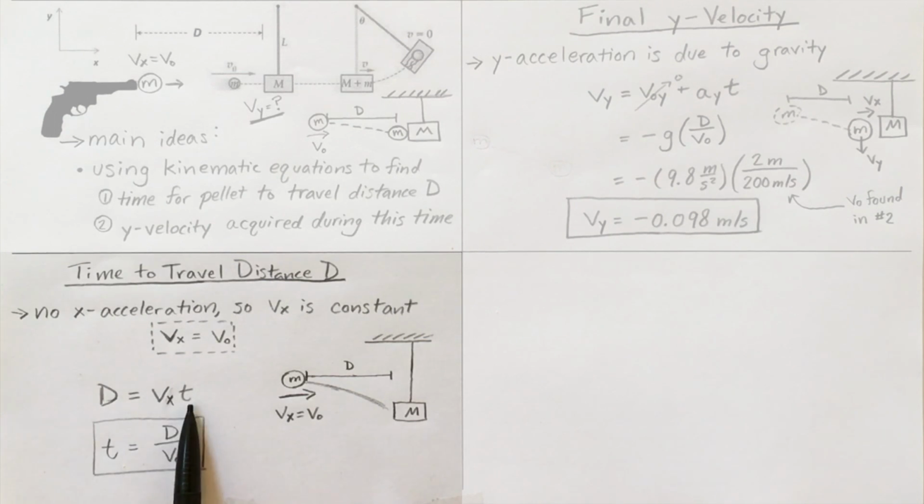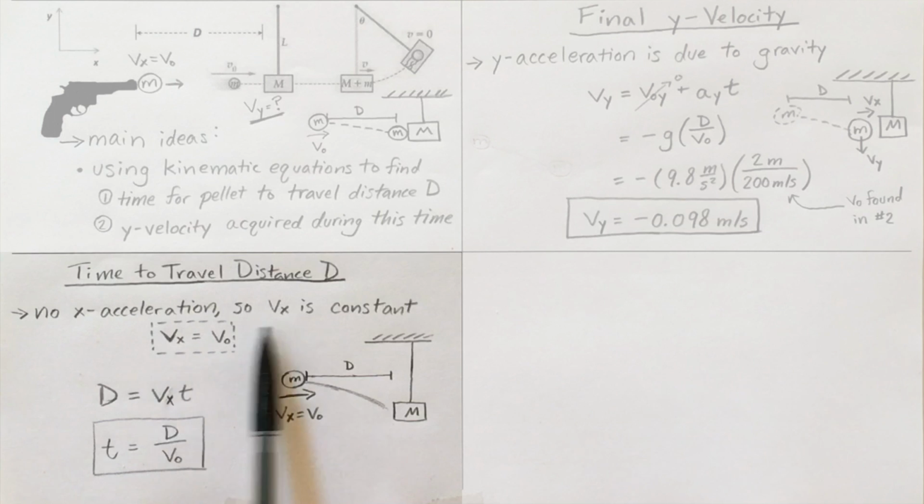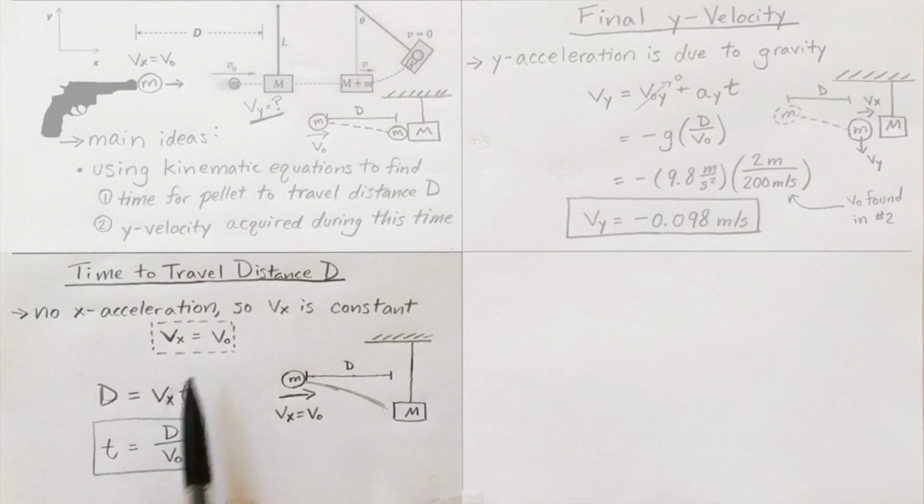To find the time it takes the bullet to travel a distance d, we use the kinematic equation involving distance, velocity, and time, and in this case, we write it in the x direction. We solve this equation for time, and then note that because there's no x acceleration, this x velocity is going to be constant and equal to the initial velocity of the pellet, which in this case is the muzzle velocity.